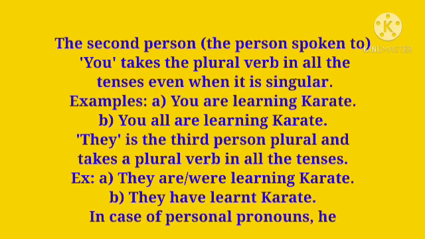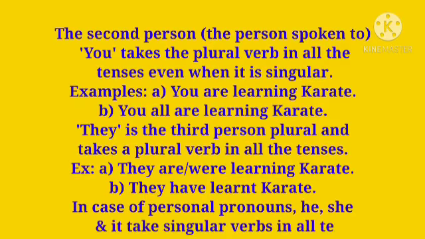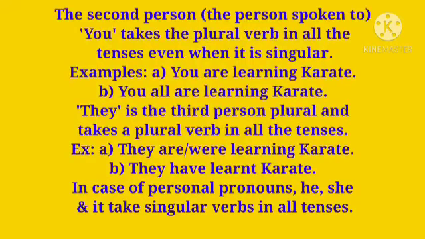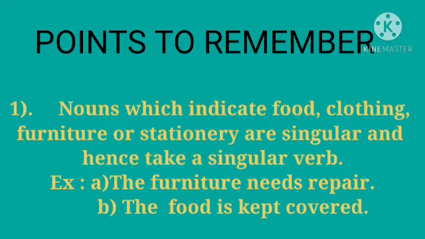They is the third person plural, the person that the speaker is talking about, and takes a plural verb in all the tenses. For example, they are or they were learning karate. Second example, they have learned karate. In case of personal pronouns, he, she, and it take singular verbs in all tenses. There are certain points to remember.